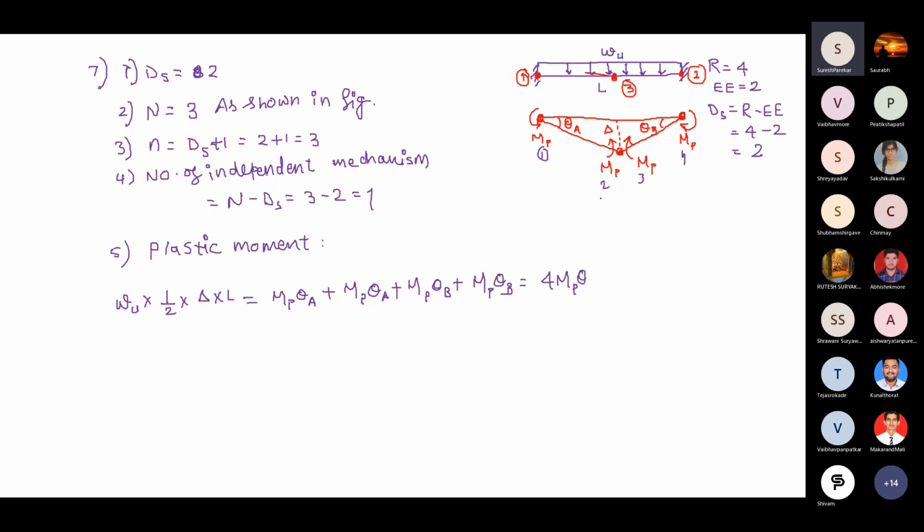4mp into theta, because theta A equal to theta B equal to theta equal to delta by L by 2 equal to 2 delta by L. WU half delta into L is equal to 4mp into 2 delta by L. Delta delta gets cancelled. We will get mp is equal to WUL square by 16.